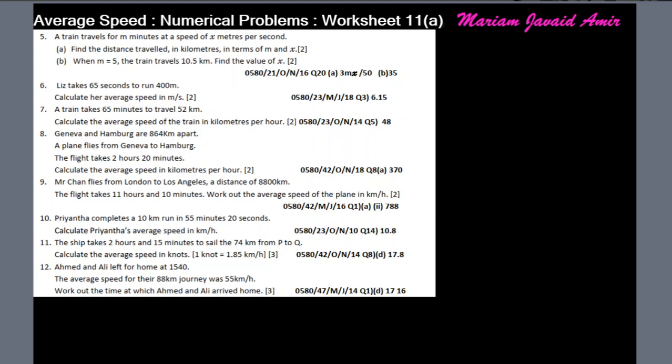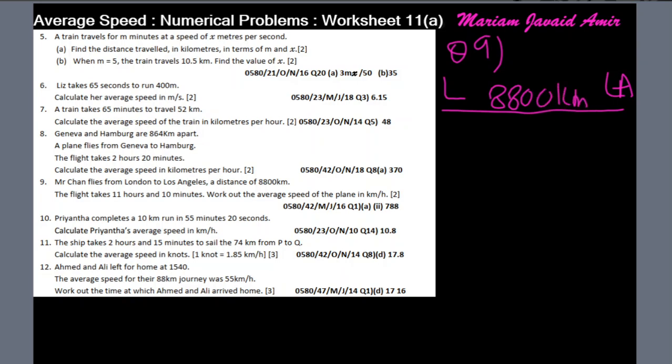Question number 9. Mr. Chan flies from London to Los Angeles, a distance of 8800 kilometers. So from London to Los Angeles, the distance is 8800 kilometers. The flight takes 11 hours 10 minutes. So the total time is 11 hours plus 10 minutes. Work out the average speed of the plane in kilometers per hour.